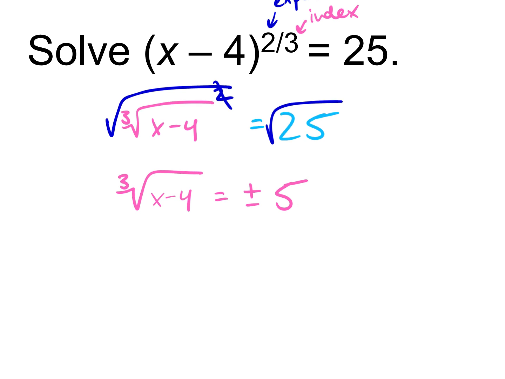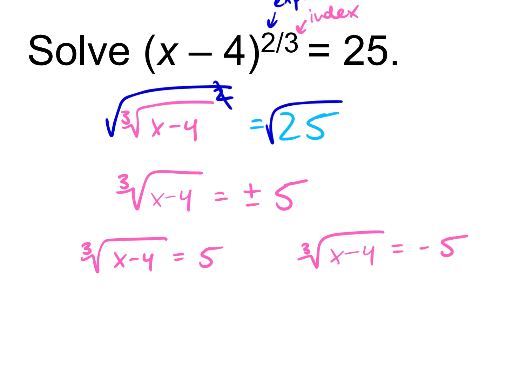If you want to, write this as two separate questions now because you have a positive 5 and a negative 5. So cubed root of x minus 4 is equal to 5, and the cubed root of x minus 4 is equal to negative 5. How do I get rid of the cubed root? Cube both sides.